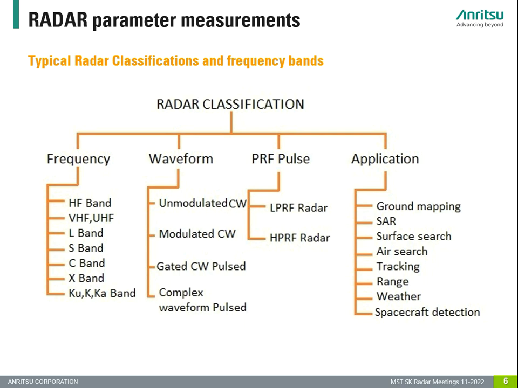The typical radars can be classified by different parameters. We have the classification based on frequency, from the very low frequency up to typically 40 gigahertz. We can subdivide the radars into different used waveforms, from unmodulated to very complex waveforms. We have radars with a high and with a low pulse repetition frequency, and we have very manifold applications: military applications, civilian applications, as well as industrial applications.